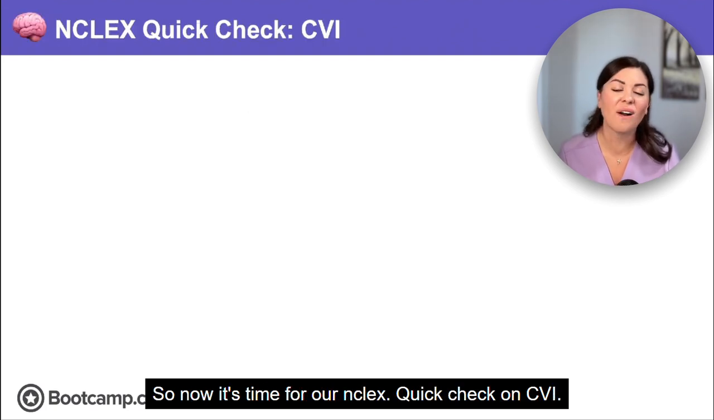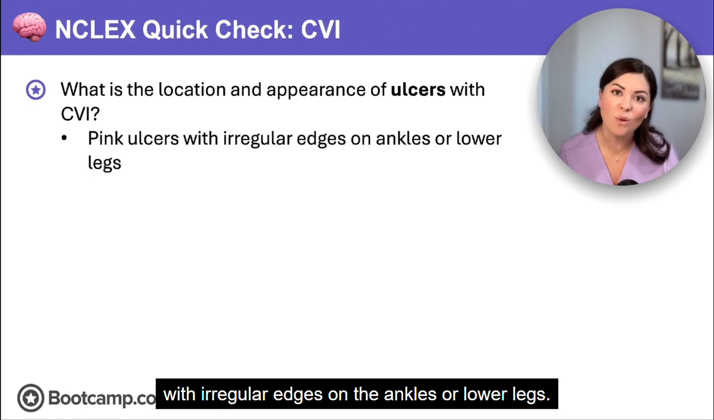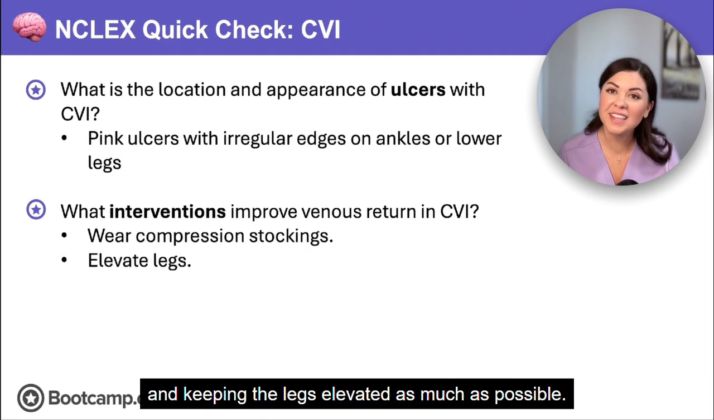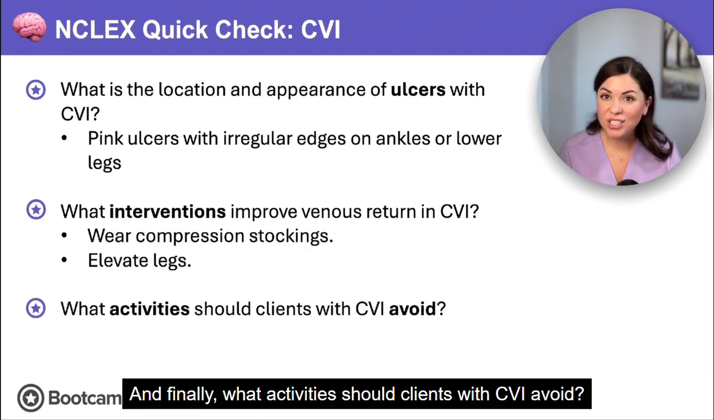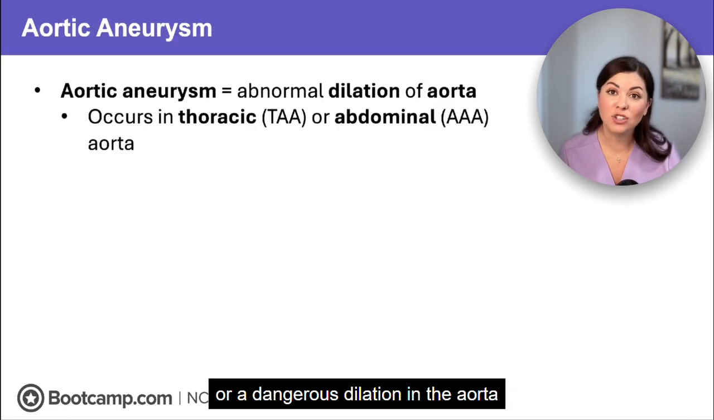So now it's time for our NCLEX quick check on CVI. What is the location and appearance of ulcers with CVI? They're pink ulcers with irregular edges on the ankles or lower legs. What interventions improve venous return in CVI? Wearing compression stockings daily and keeping the legs elevated as much as possible. And finally, what activities should clients with CVI avoid? Prolonged sitting or standing.